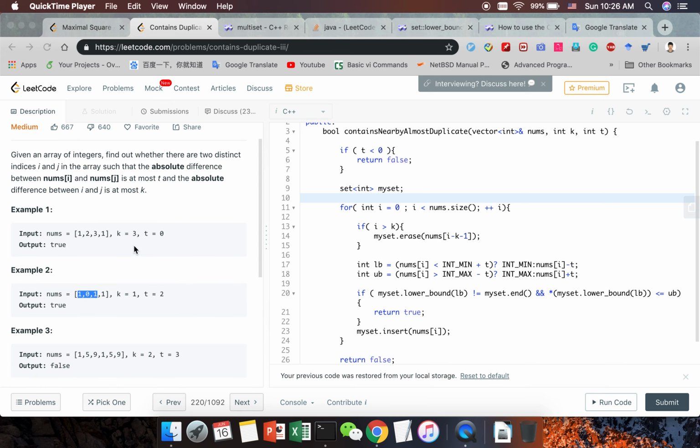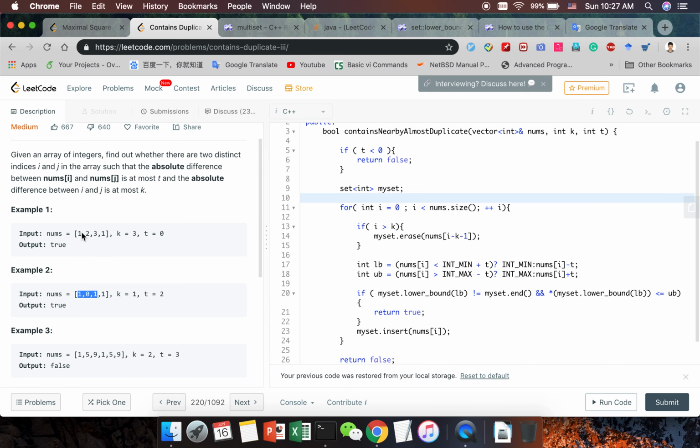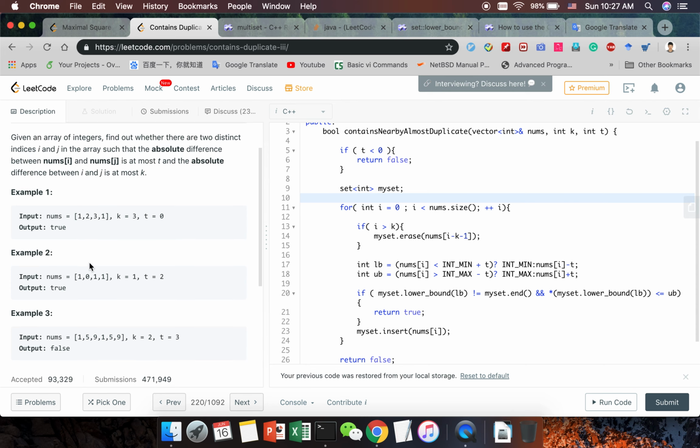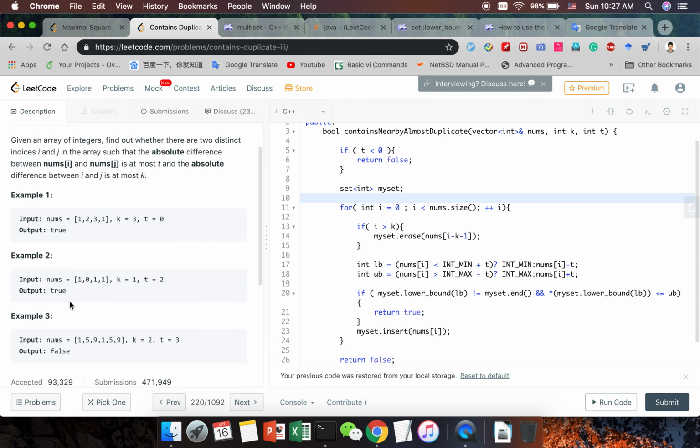Another way to say this problem is, find a pair of numbers in this given array. If their value difference is smaller than t, and their indices difference is smaller than k, then you should return true. If you can find any pair of numbers whose indices and values satisfy both conditions, you should return true. And if you cannot find such an answer, you should return false.